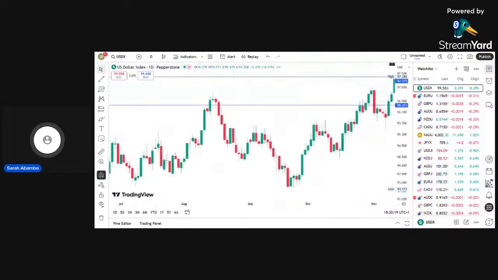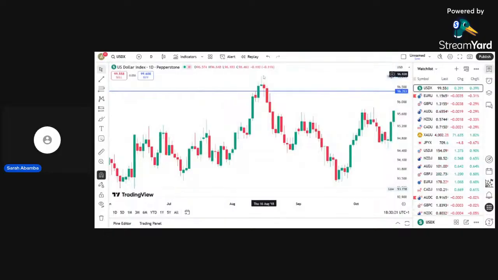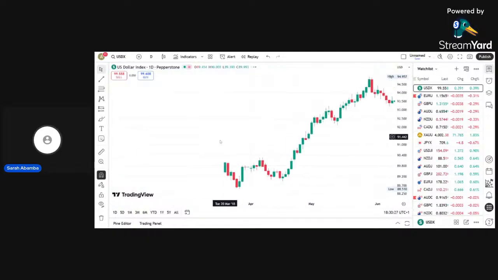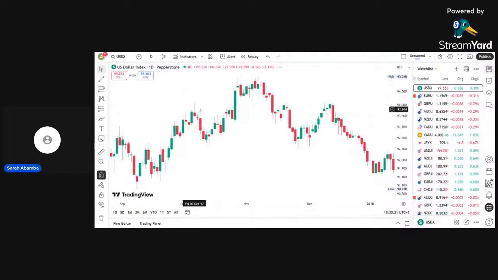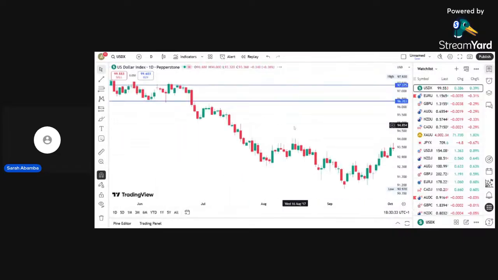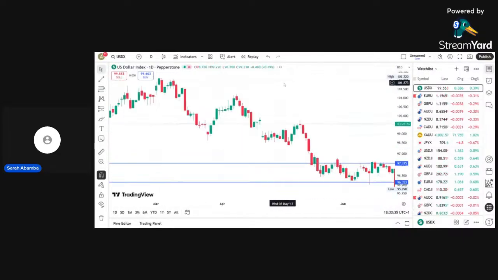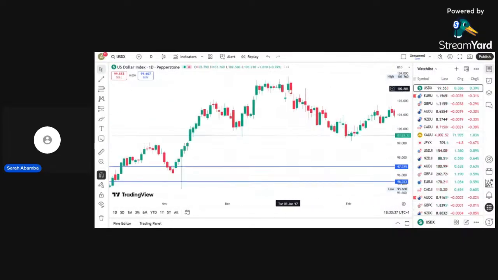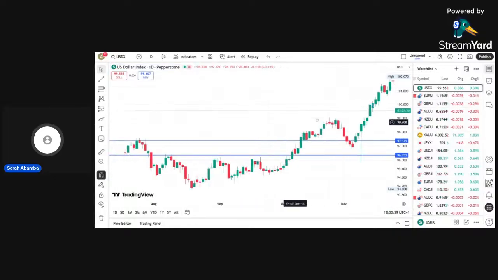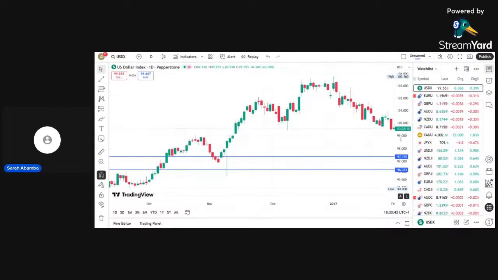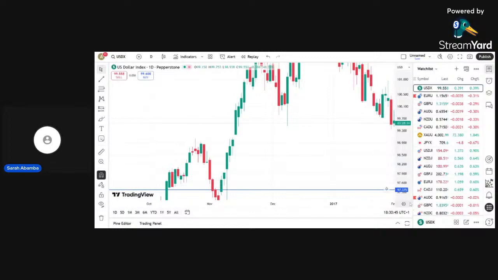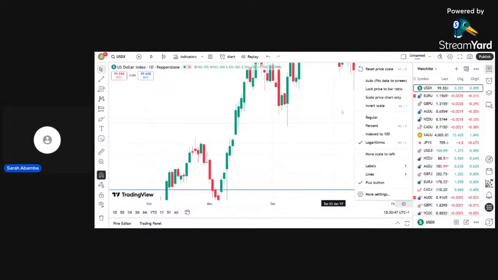I'd say a very powerful pin bar was formed here, and the market came down powerfully. So, okay. All right. Let's go to the next candlestick pattern.